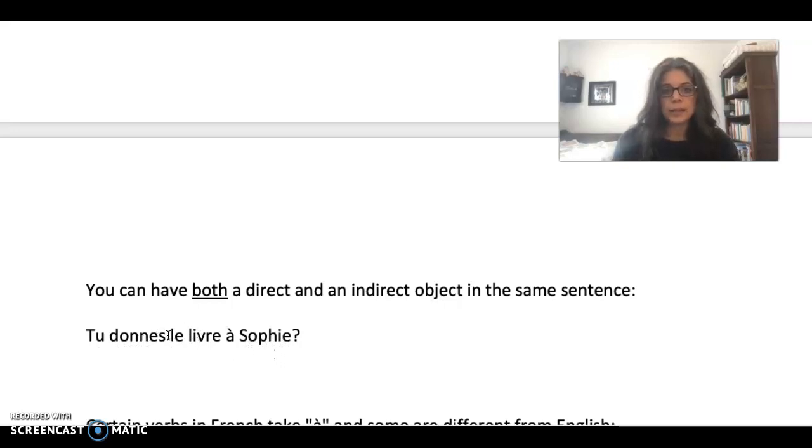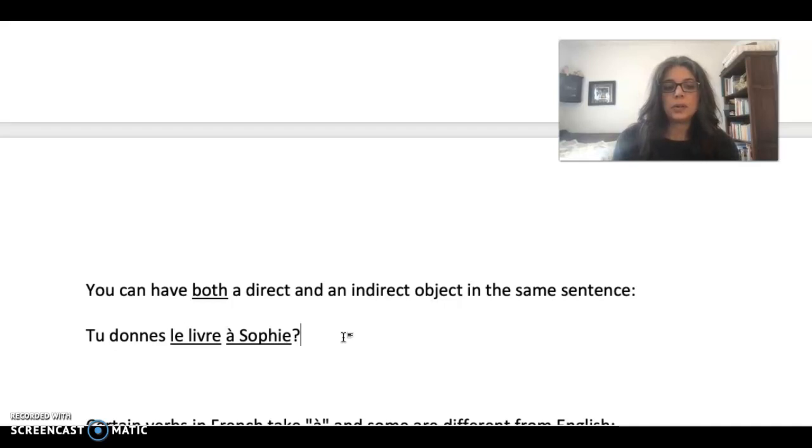So in this sentence, le livre. We can tell that's the direct object because it's coming directly after the verb. And the à Sophie part is the indirect object because it's introduced with à. We can answer this question by replacing either of those with pronouns, or both of them, which we're not going to do because we haven't learned the order yet, but eventually you'll be able to do both.